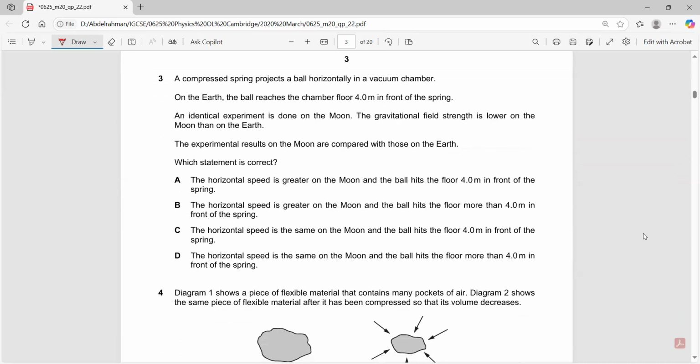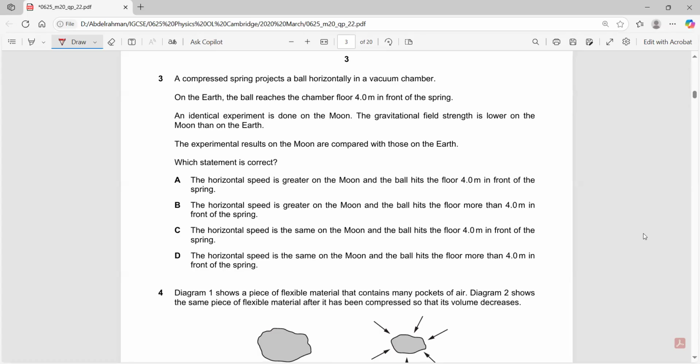A compressed spring projects a ball horizontally in a vacuum chamber. On Earth, the ball reaches the chamber floor 4 meters in front of the spring. An identical experiment is done on the moon. The gravitational field strength is lower on the moon than on Earth. The experiment results on the moon are compared with those on the Earth. Which statement is correct? Okay, so he's comparing the speed and the distance traveled, right?